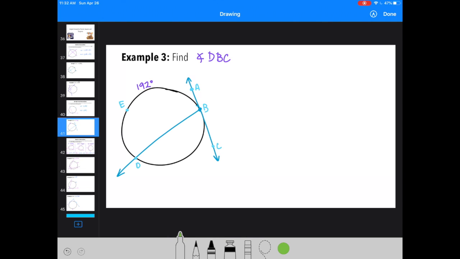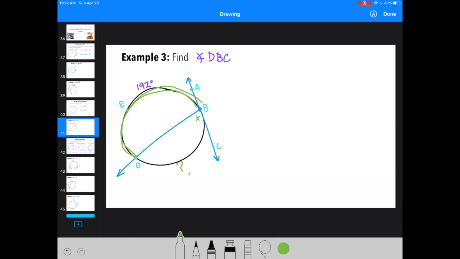Example 3, I'm going to try to find angle DBC. It tells me that this arc measure right along here is 192. Do I know my arc measure that's right across from my angle? No, because I'm wanting to find angle DBC. I don't know what this arc measure is, but I can solve for that. How can I solve for that arc measure?